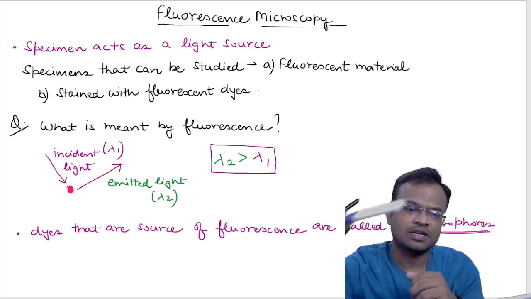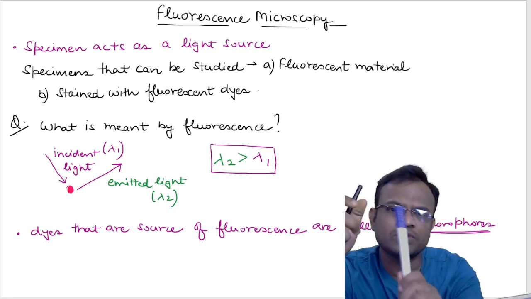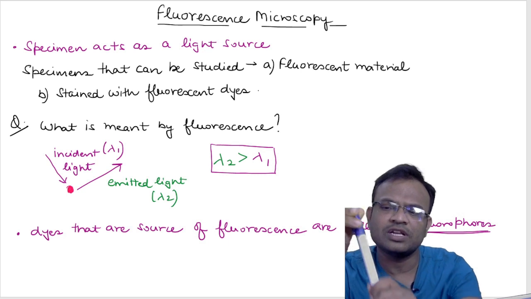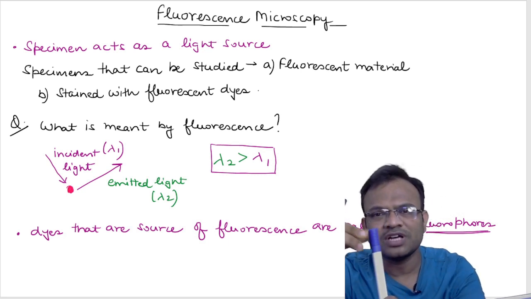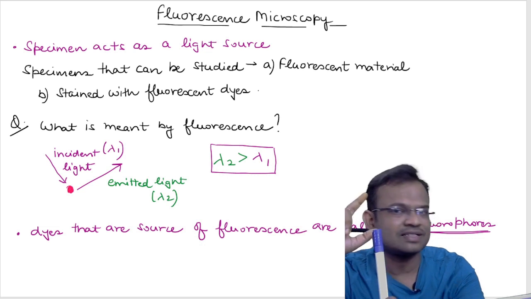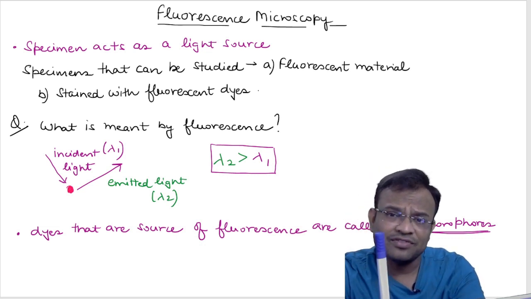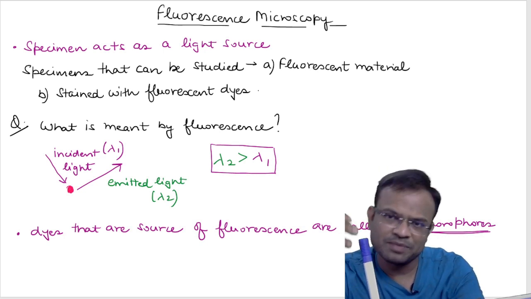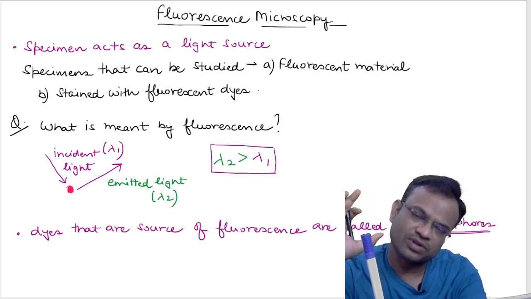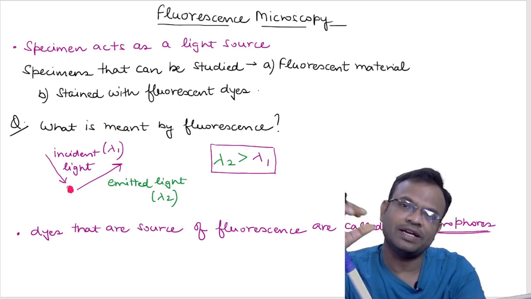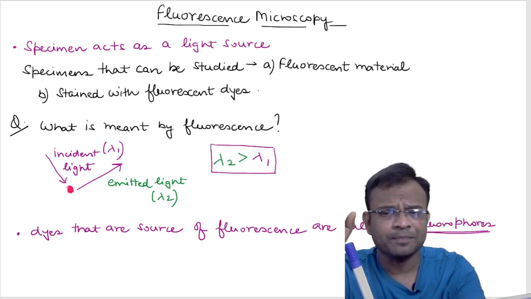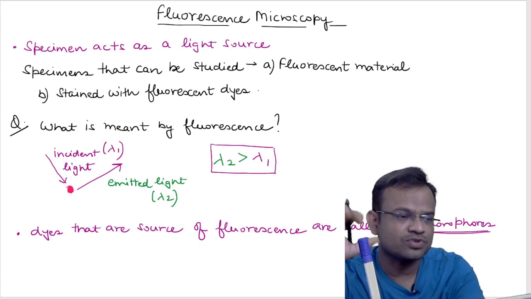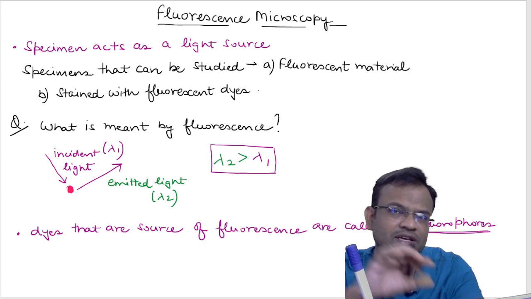Suppose this is our specimen. What we will do is we will coat this specimen with fluorophores. And what are fluorophores? Fluorophores are certain dyes, certain chemicals that have the ability to emit fluorescence. Let me just say it again. Fluorophores are the chemicals or the dyes that have the ability to do fluorescence. So in this condition, the specimen will itself serve as a light source. How it will serve as a light source, I'll tell you in a few moments.